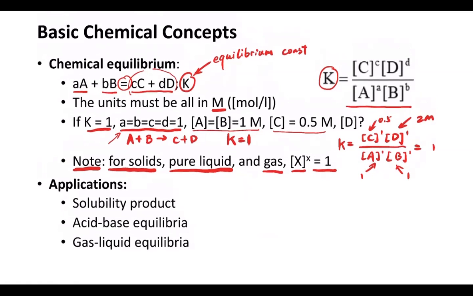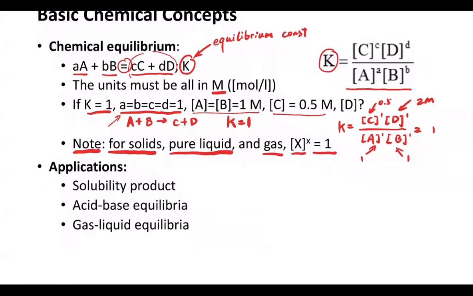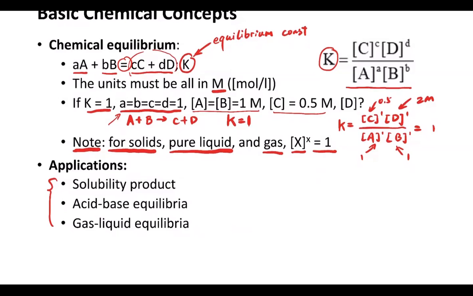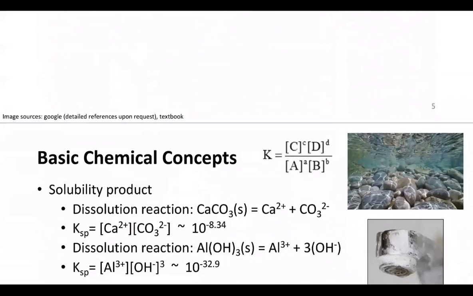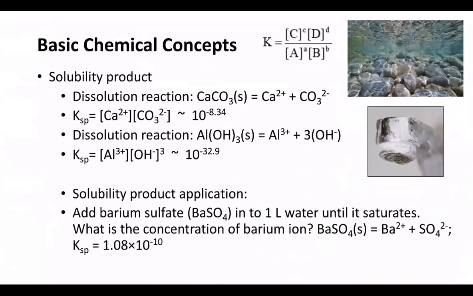So what are the applications of the chemical equilibrium? There are three major applications in environmental engineering. One is the solubility product, one is the acid-base equilibria, and one is the gas-liquid equilibrium. Okay, first, the solubility product. The solubility product means that any solid is going to dissolve some part of the solid into the water.